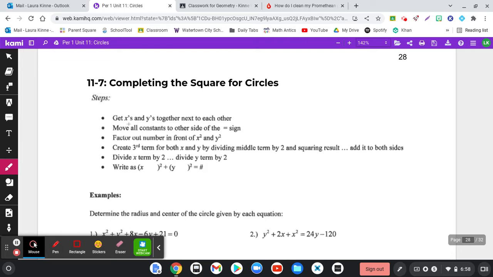So the first thing we're going to do is get the x's and y's together next to each other. And we're going to move all constants to the other side of the equal sign. And constants are just numbers. So on the right-hand side, you're going to have all the numbers.